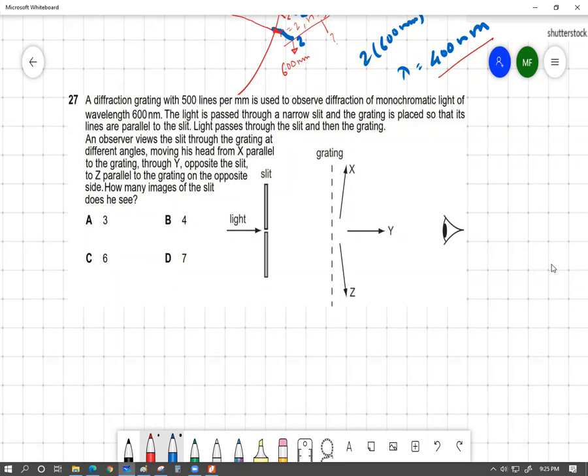Have a look. An observer views the slit through the grating at different angles, moving his head from X parallel to the grating through Y opposite to the slit. So from X, parallel to the grating, we are moving the eye along this direction to Y. And the question asks, how many images of the slit does he see? What is the meaning of this question? At how many positions in total will he see the image of the slit?